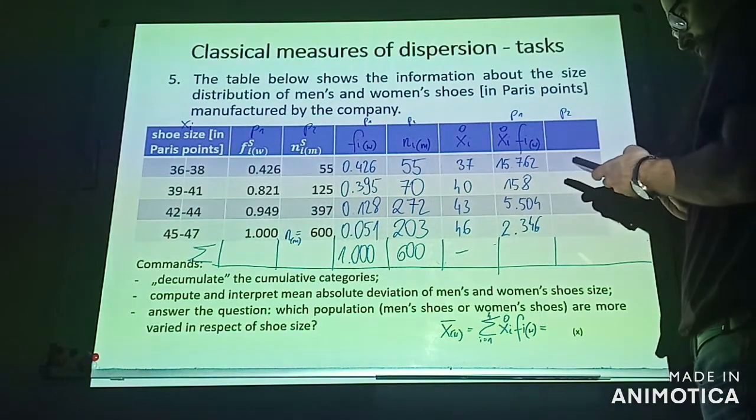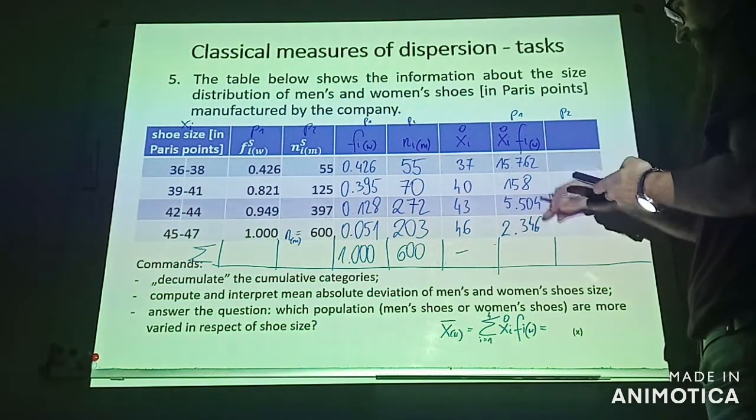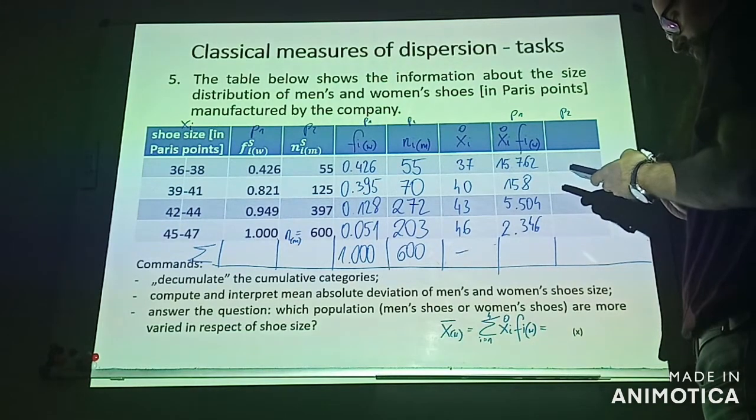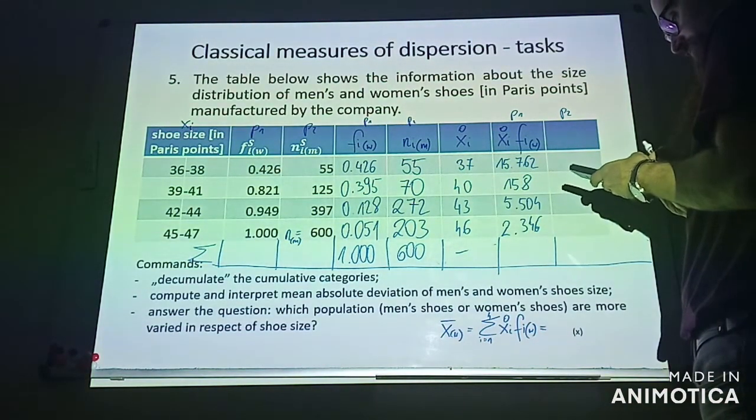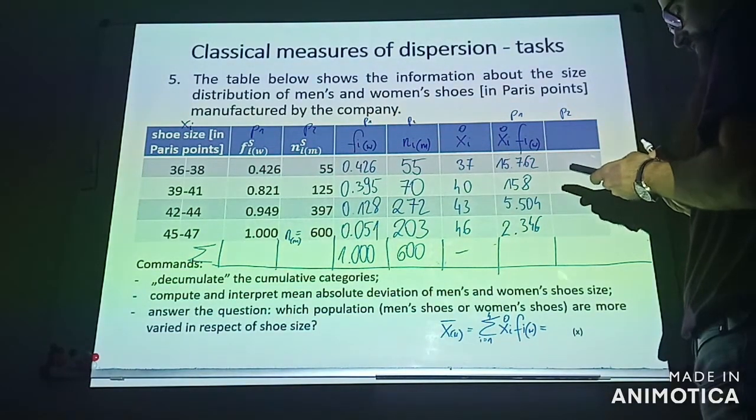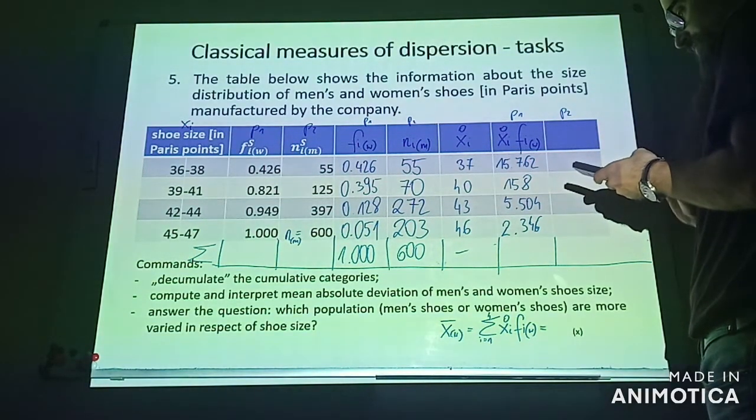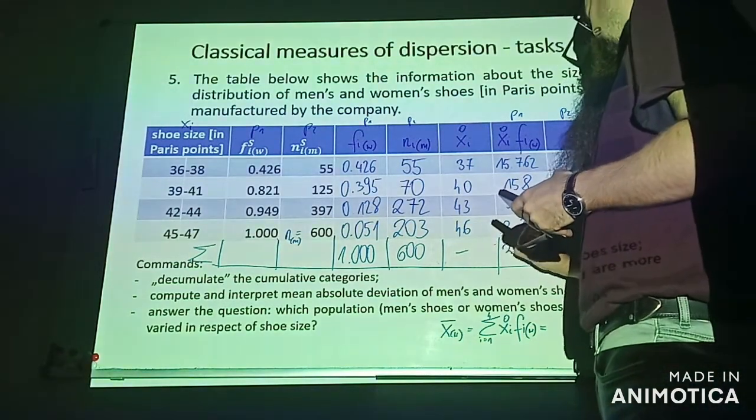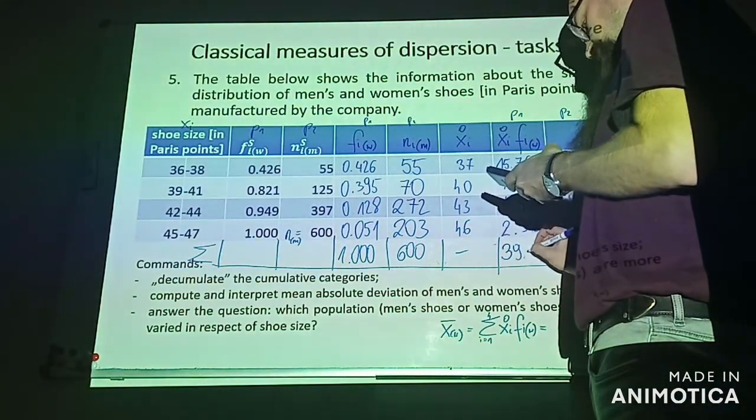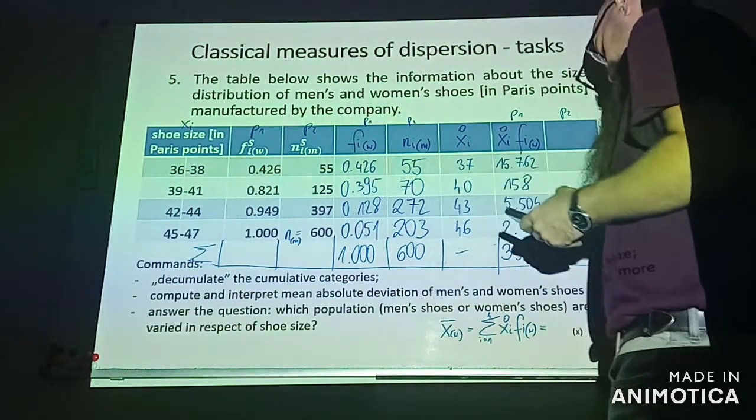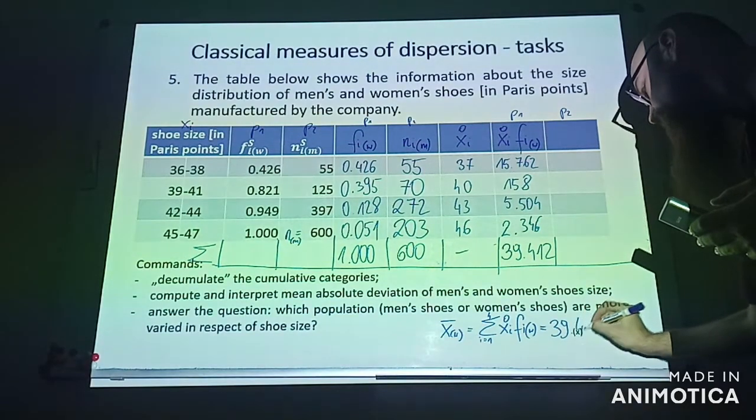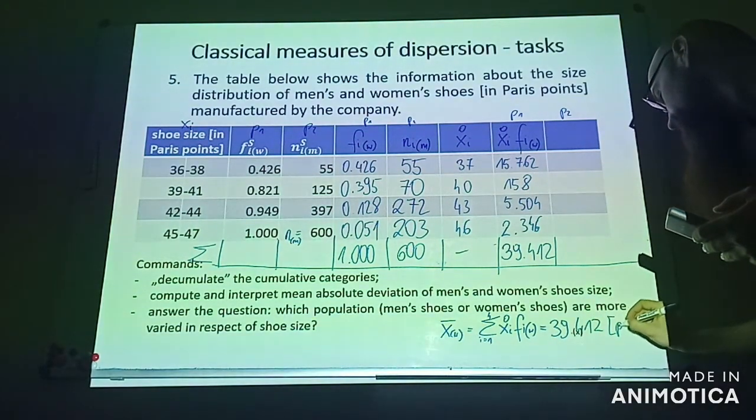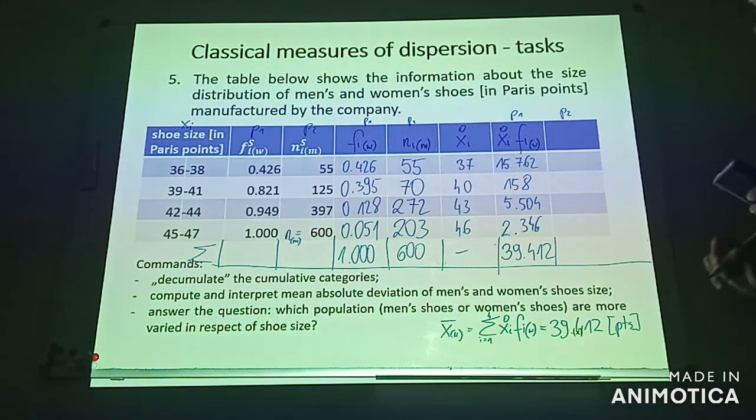Let's start to add the values in that column. 5.504 plus 15.8 plus 15.762, and the sum of this column is 39.412. Yeah, so this is the average shoe size of women's shoes.